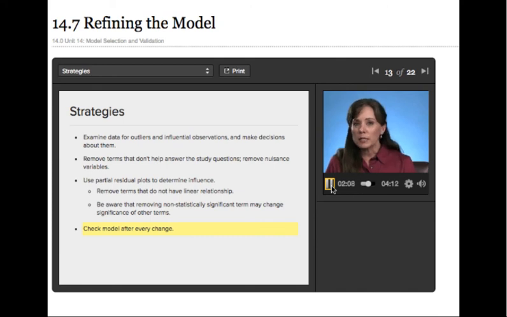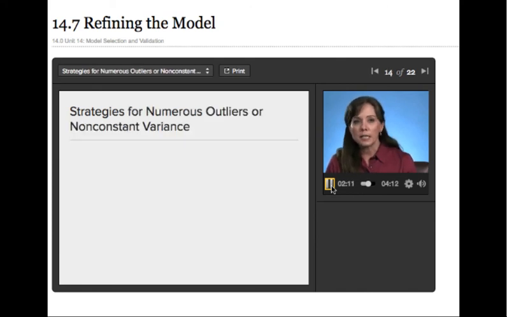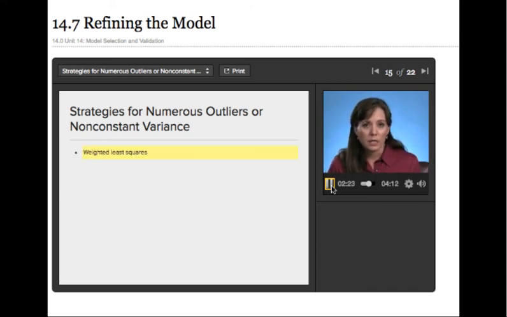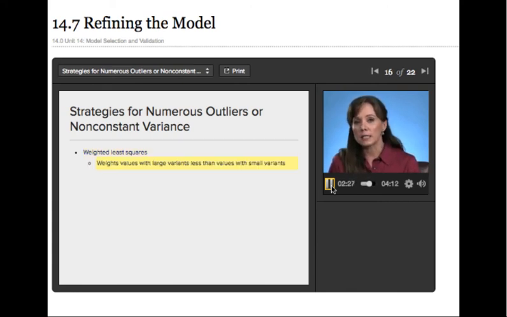But there may be other methods to consider if we can't get the least squares regression model to work appropriately, if we have too many outliers, or perhaps if we have non-constant variance. One of the ways to deal with that is with weighted least squares. A weighted least squares will weight values with large variance less than values that have smaller variance. In other words, the values that are measured less precisely will get smaller weight in the model, therefore they won't affect the values as much.